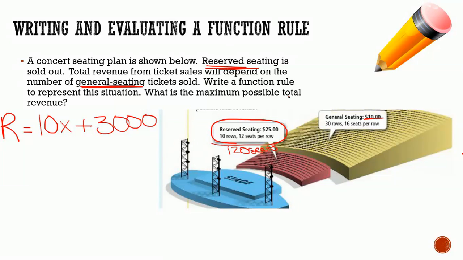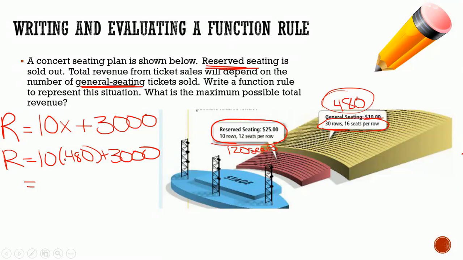Now, what is the maximum possible total revenue? So they're asking, how much money can I make if I fill every single seat in this house? So let's find out, how many seats can I actually sell? So if I have 30 rows of 16 seats per row, I have a total of 480 general seating seats to fill. Yes? Because 30 times 16. They are asking, what if that is my X? So let's plug in 480 for my X.